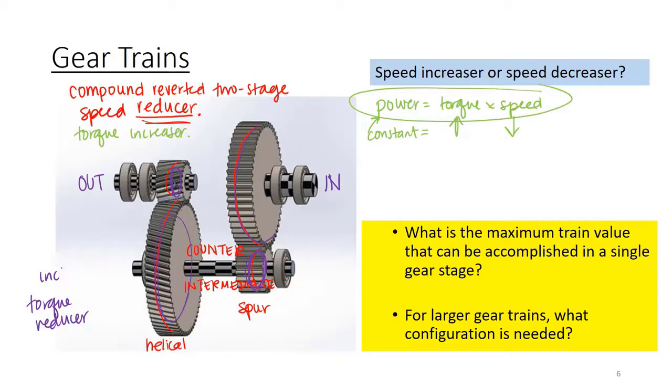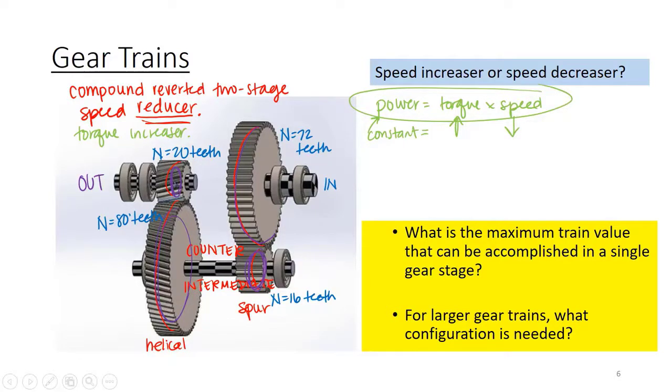Erase some stuff. Let's say that the helical pinion here has 20 teeth. Remember, capital N is for gear teeth. And it's meshed with the helical gear that has 80 teeth. And the spur gear over here has 72 teeth. And it's meshed with the pinion that has 16 teeth.